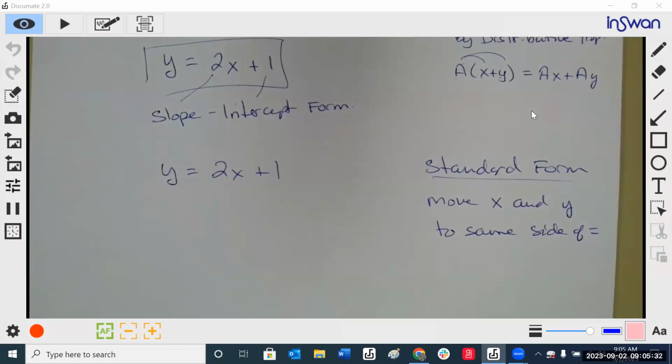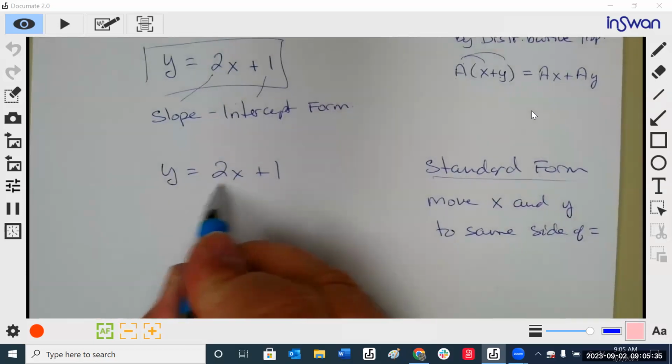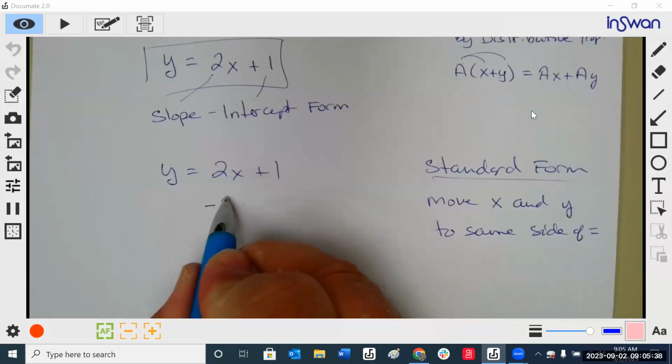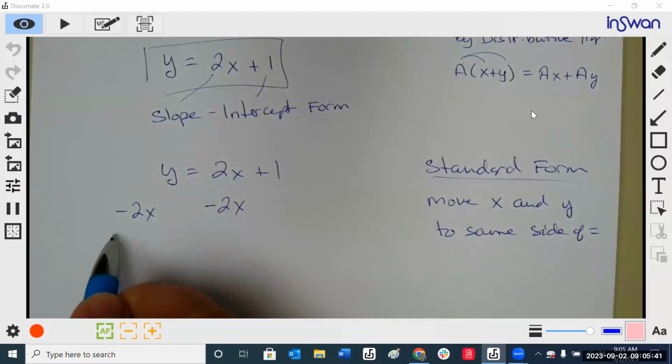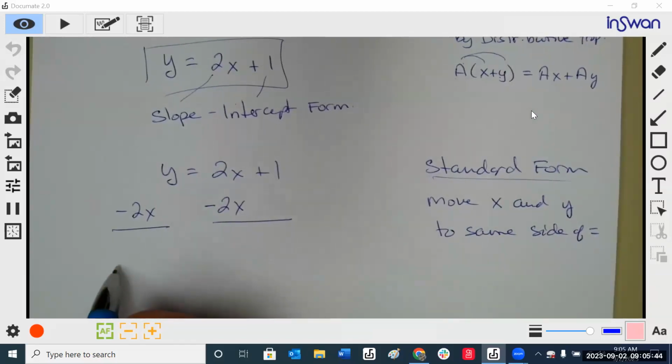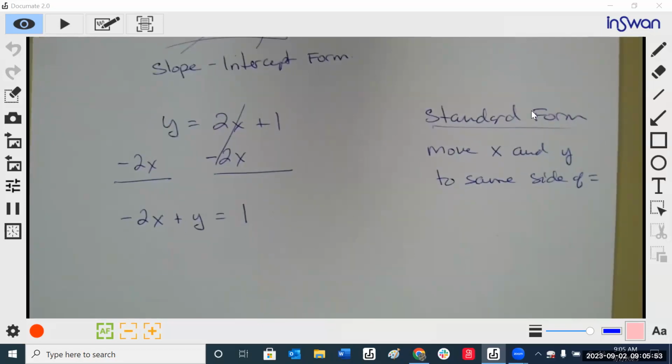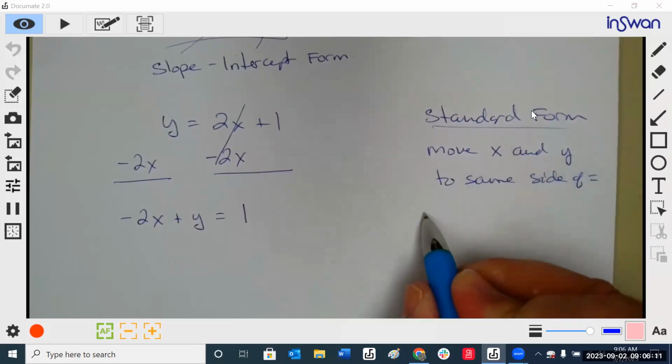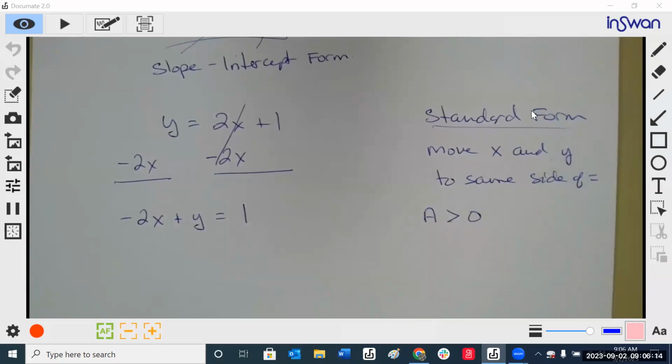So what do we have to move? Yeah, so how do we get rid of the 2x on this side? We do the opposite. We subtract 2x from both sides. Those cancel. Are we done? No, because in the standard form, a has to be positive.